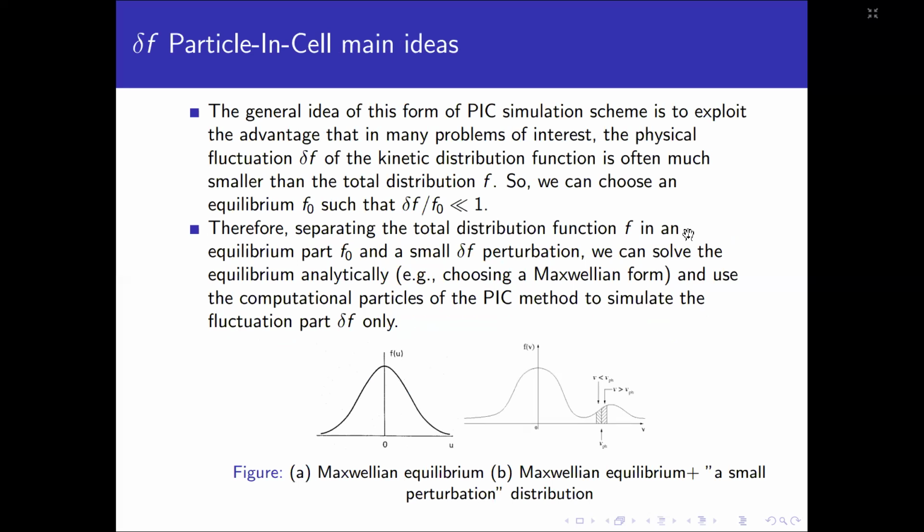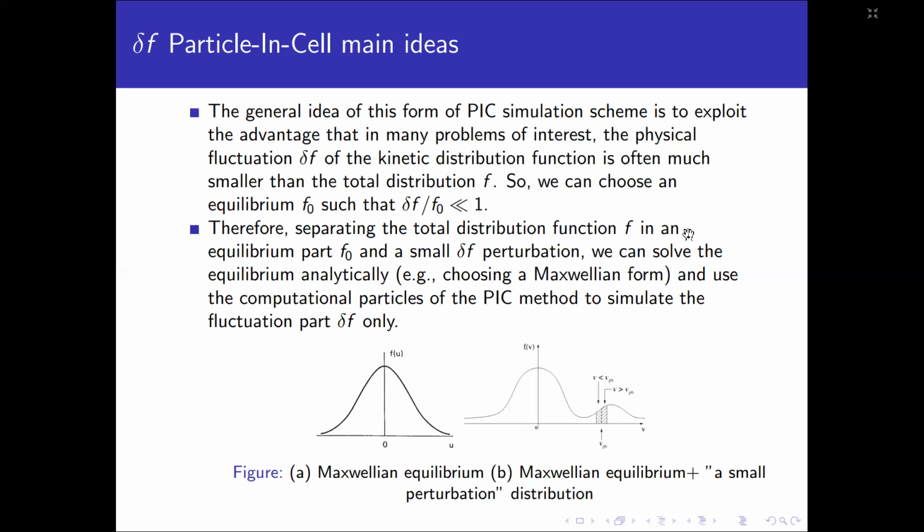Well, the general idea of this form of PIC simulation scheme is to exploit the advantage that in many problems of interest, the physical fluctuation of the kinetic distribution function is often much smaller than the total distribution function, okay? Therefore, separating the total distribution function into an equilibrium part and a small perturbation, we can solve the equilibrium analytically, for example, choosing a Maxwellian, a well-behaved and well-known distribution, and use the computational particles of the PIC method to simulate the fluctuation part only. For example, let's say we want to simulate the same problem, okay?